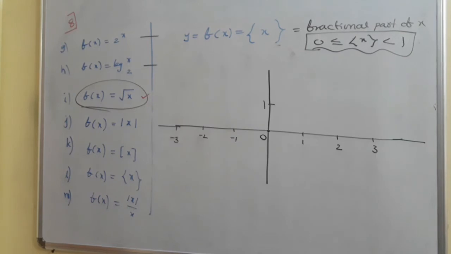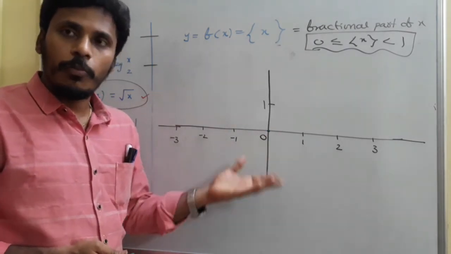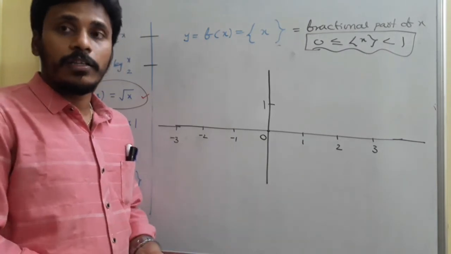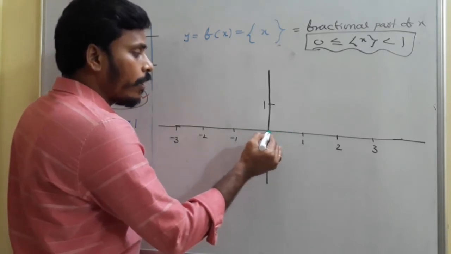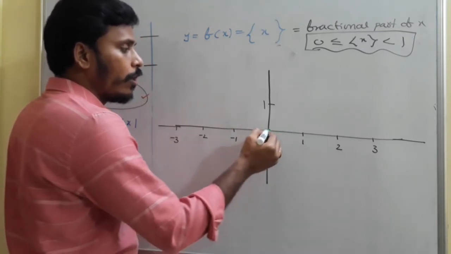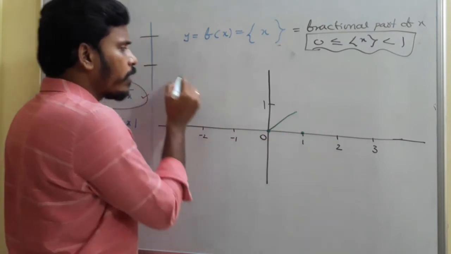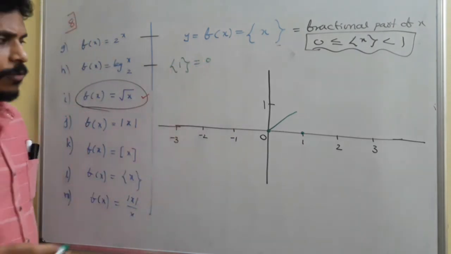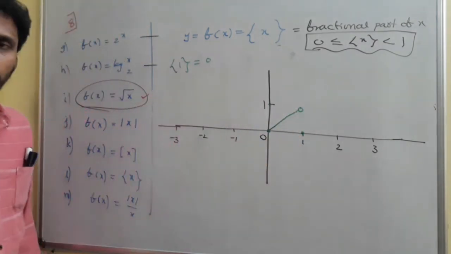So now the graph for the fractional part of x. See, if you take a number in between 0 and 1, like 0.1, the fractional part itself is 0.1, because the decimal part is 0.1 only, right? For 0 the fractional part is 0, in between 0 and 1 the graph goes like this, and at 1 again it is 0. See, what to say about the fractional part of 1? For integers it is 0, right, because there is no decimal part. So at 1 we have this, and in between 0 and 1 the graph will be like this.